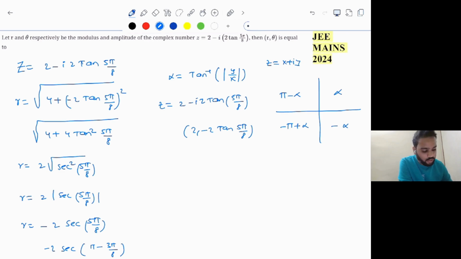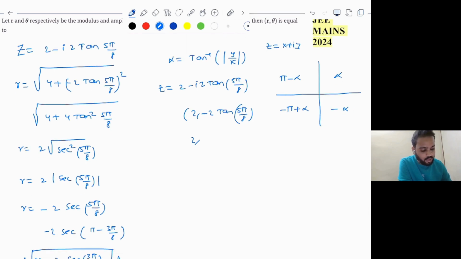Otherwise, you can write like this here. Once again, I can write 5 pi by 8 as pi minus 3 pi by 8. If you want, you can do it directly this way also. What is that? 5 pi by 8 is nothing but pi minus 3 pi by 8. So tan of (pi minus theta) will be minus tan theta. So minus of minus becomes plus. So this will be 2 comma 2 into tan of 3 pi by 8.